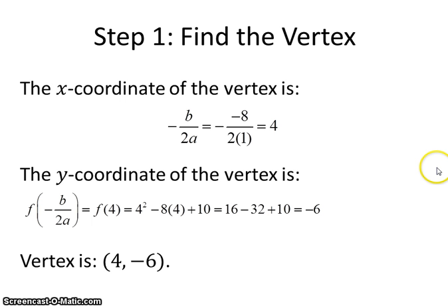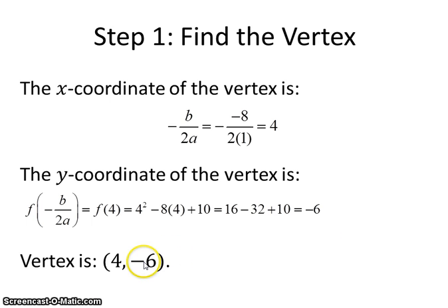So first we're going to find the vertex. We know that if it's in standard form, the x-coordinate of the vertex is minus b over 2a. In this case, b is negative 8, a is 1, so these negative signs cancel and we end up with 4 for our x-coordinate. The y-coordinate is found just by plugging in the x-coordinate for x. So f of negative b over 2a in this case is f of 4, so just plug 4 into our original. We get 4 squared minus 8 times 4 plus 10, which is going to be negative 6, so our vertex is the point 4, negative 6.